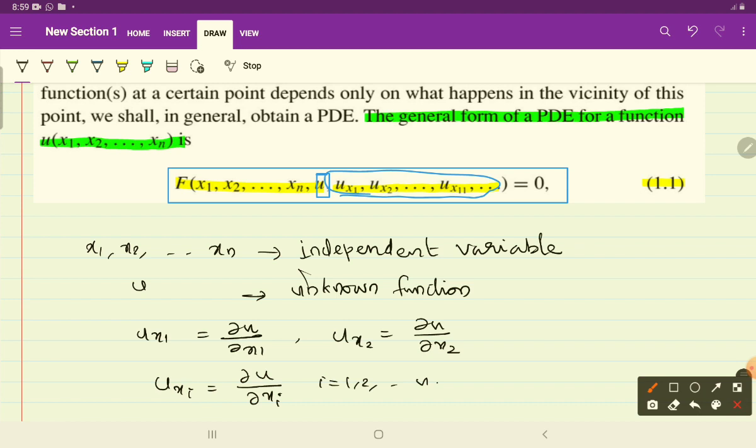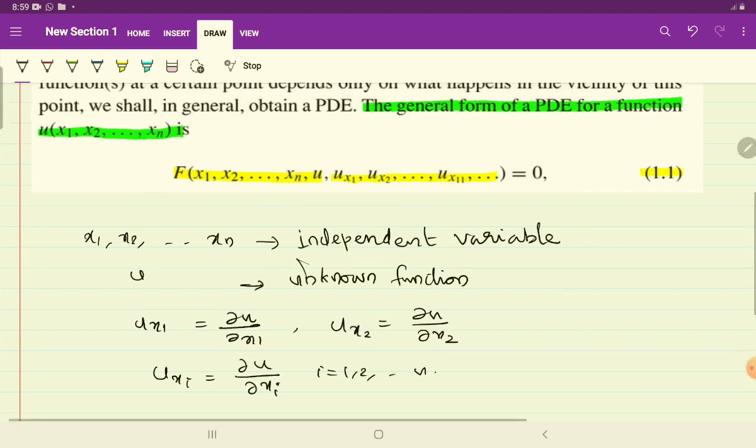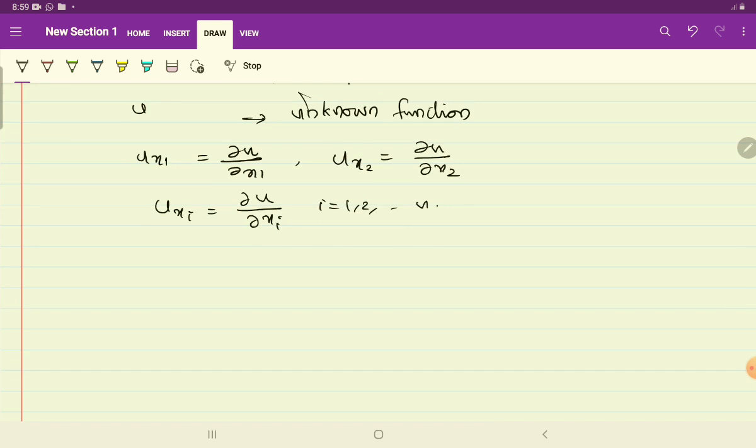Now we may discuss the well-posedness of a partial differential equation. When can we say that a partial differential equation is well-posed? Actually, the notion of well-posedness was coined by the French mathematician Jacques Hadamard.